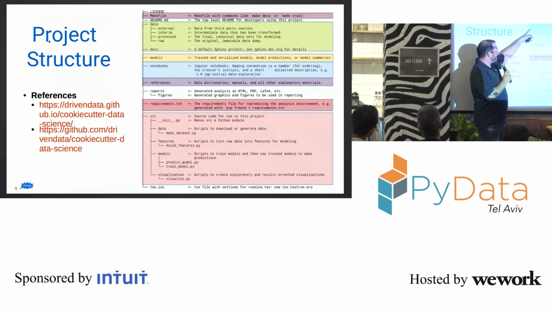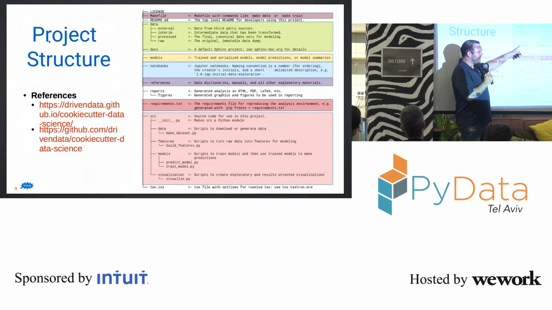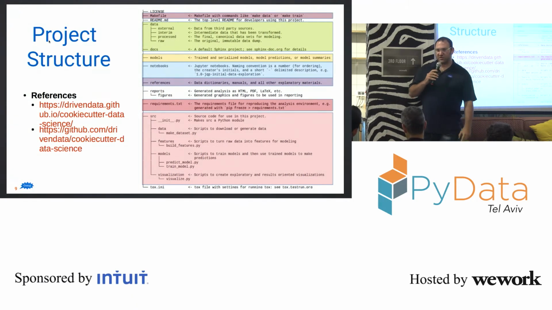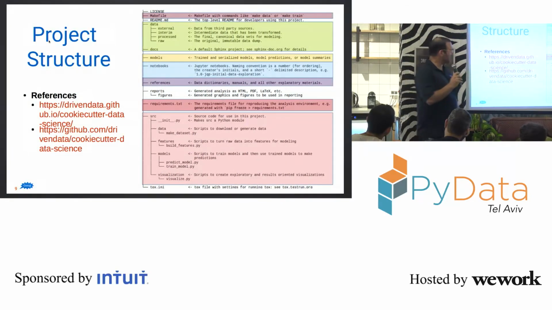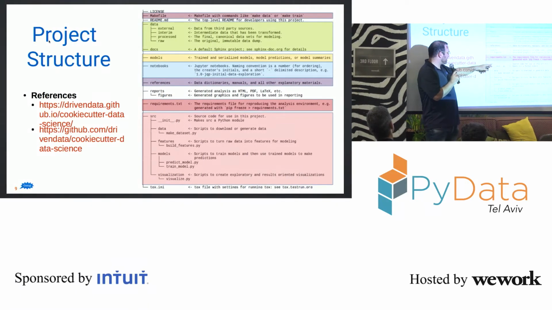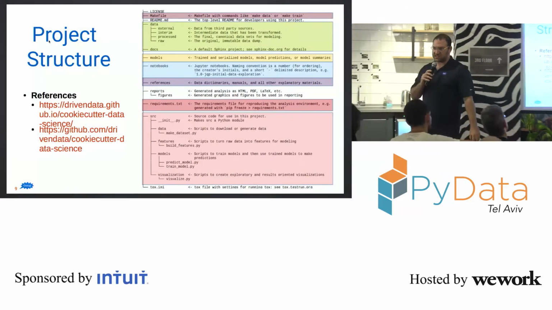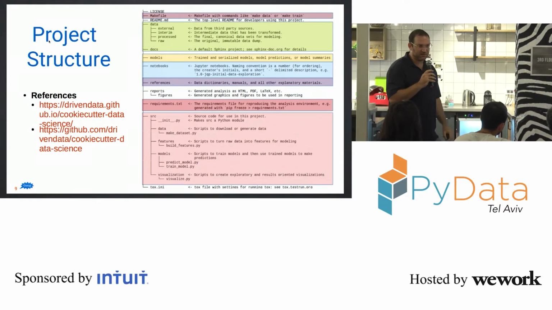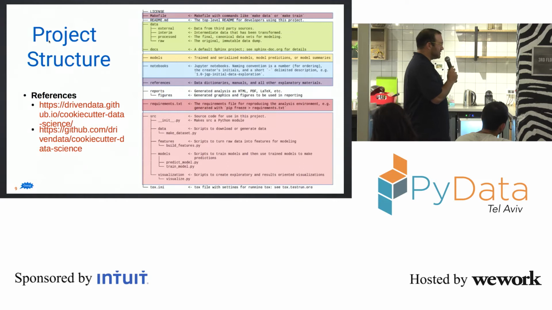You have the docs, the models, notebooks, and references where you can put papers. So again, if a year later you go into the project and you don't remember the algorithm that you used, you're already in GitHub, and you know that the paper will be in references. You've got reports, a requirements file, which describes which packages you've used, and the source code, okay? So again, this is just a suggestion. You can either follow it, extend it, or delete it and use your own template.